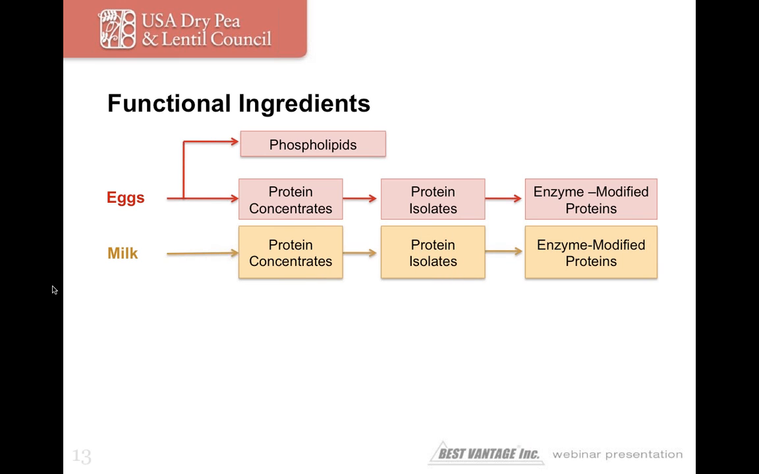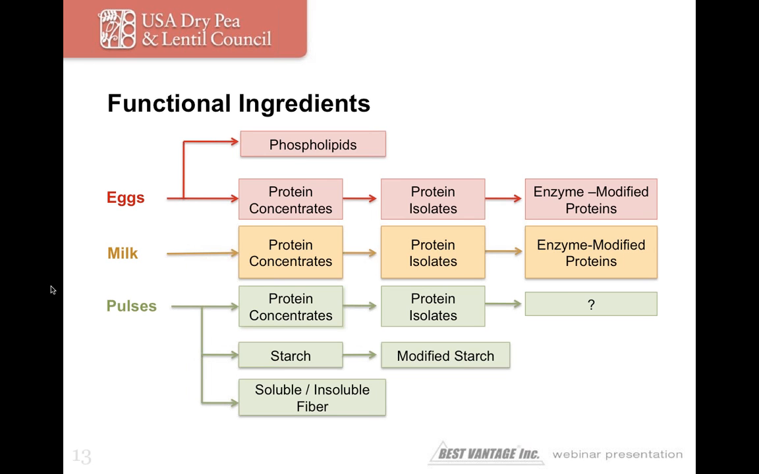Milk can be broken down into protein concentrates, protein isolates, and also enzyme modified proteins. Pulses currently can be broken down into pulse protein concentrates and protein isolates. There is some work being done to enzyme modify pulse proteins, but I would say this is still very early stage at this time. But in addition to the proteins, we also have starches and modified starches, which offer very important functional attributes, and also soluble and insoluble fibers that offer important functional attributes. And all of these will come into play when using pulses as alternatives to dairy and egg ingredients.